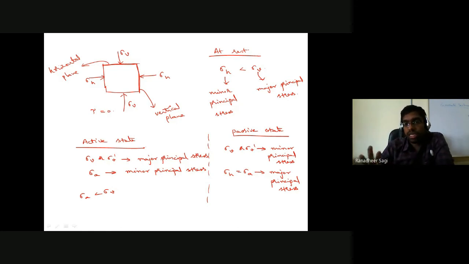So please do understand the variation in terms of which is called your major principal plane, which is called your minor principal plane, or which is called the major principal stress or minor principal stress in these different states, like at rest condition, or in the case of active state condition, or in the case of passive state condition.